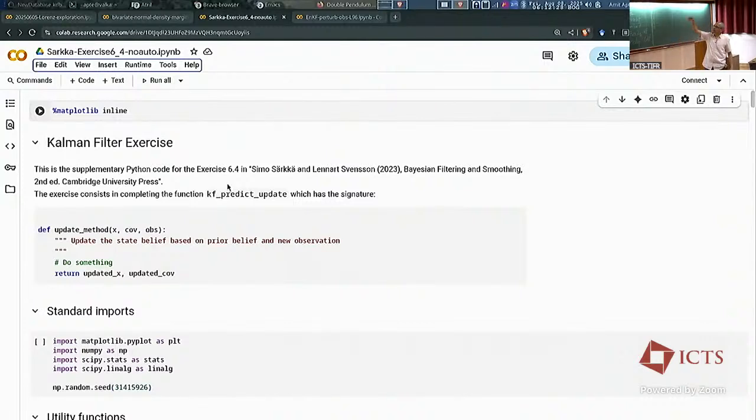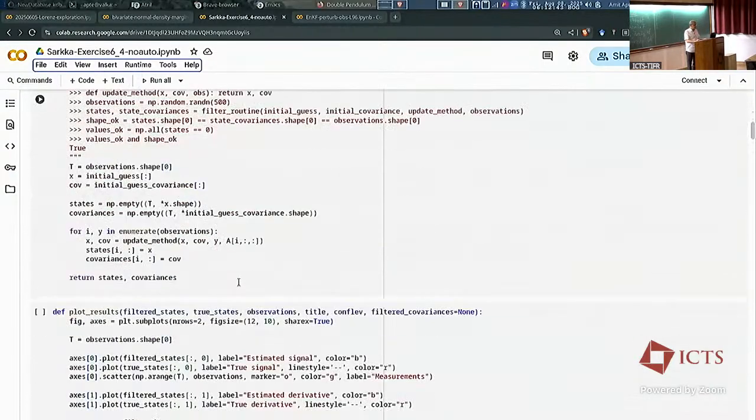This book is available online, PDF, and this is the exercise from that book. It's simply trying to implement Kalman filter for a specific linear model, which is given over here. So let me jump to writing.